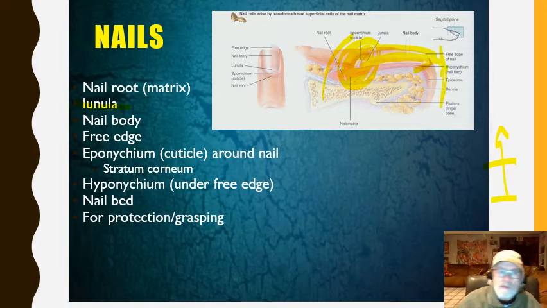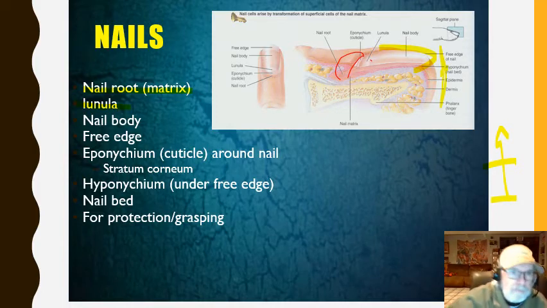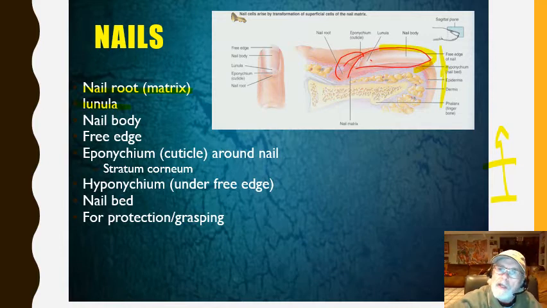That nail root area is called the matrix, and we do see it a little bit, that little fold right there. If I look at this diagram right here, this little fold is called the proximal nail fold. That's right where the back part of the nail comes to the area of the tissue. And then the rest of the nail out here is called the nail body. The area out at the end is called the free edge.